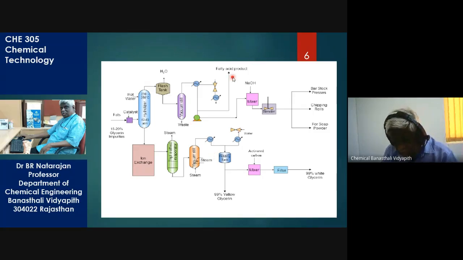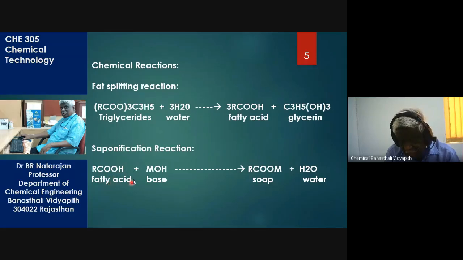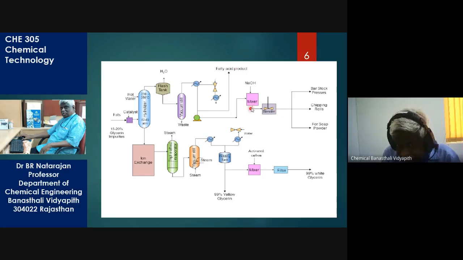I can take it as the fatty acid product, or I can take it into a mixer where I add caustic soda for the second reaction. Because remember, in the first reaction the triglycerides break into fatty acid and glycerin, and next the fatty acid combines with the base to form soap. So the fatty acid combines with caustic soda and it is blended. And after this, there are three options. The soap is made when the blending is done.